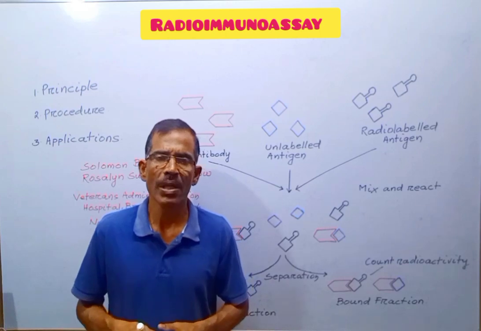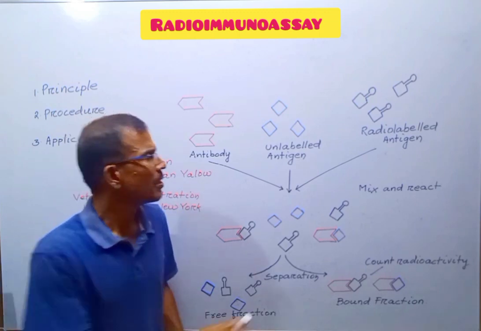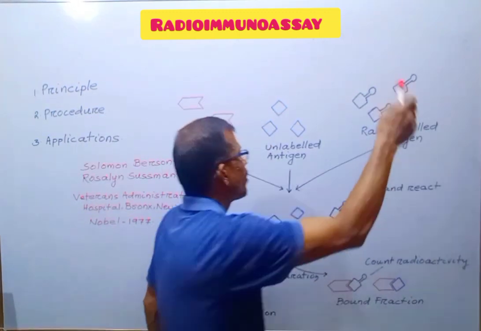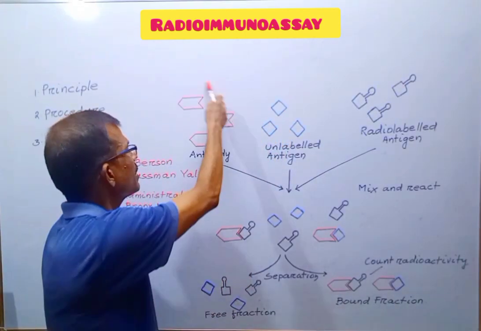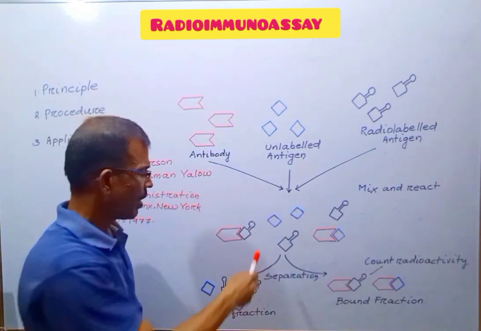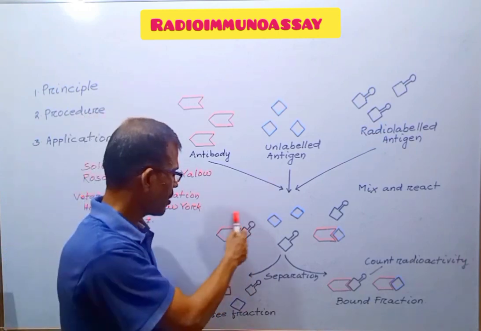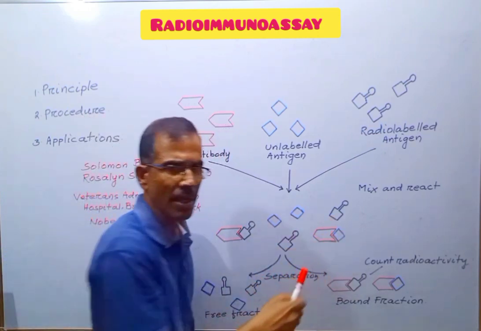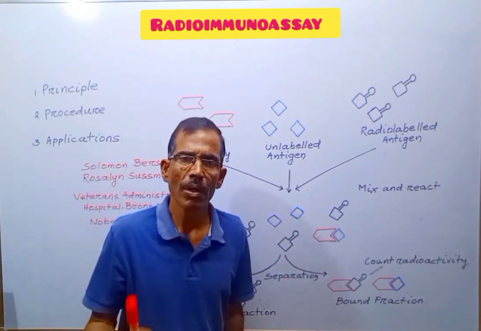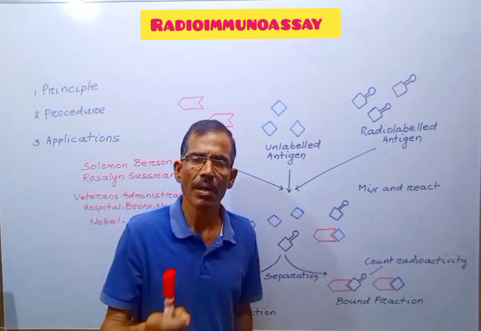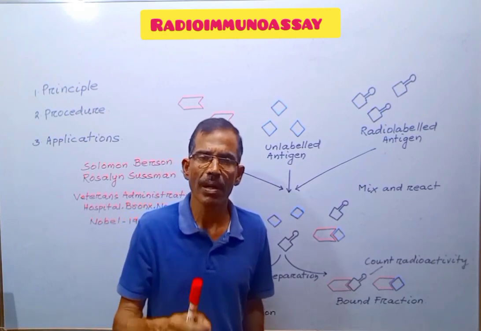Radioimmunoassay, also known as RIA, is a competitive assay technique in which radio-labeled antigens compete with unlabeled antigens for binding with a limited amount of antibody to form an antigen-antibody complex. At the end of the reaction, the antibody-bound antigens are separated from free antigens by a suitable method. The amount of labeled antigen-antibody complex is inversely related to the concentration of unlabeled antigen.